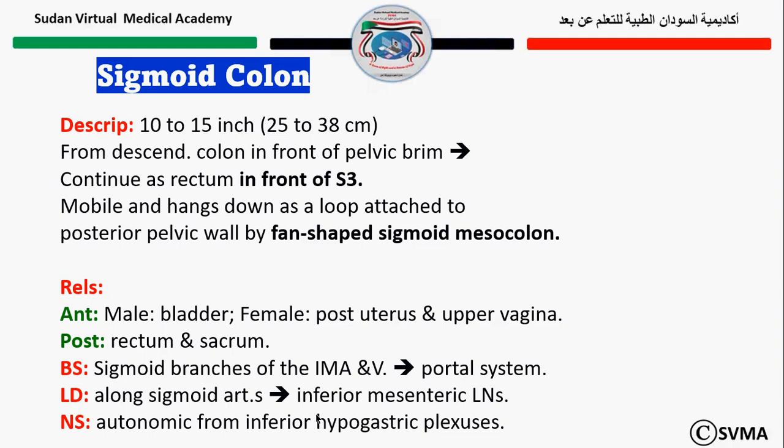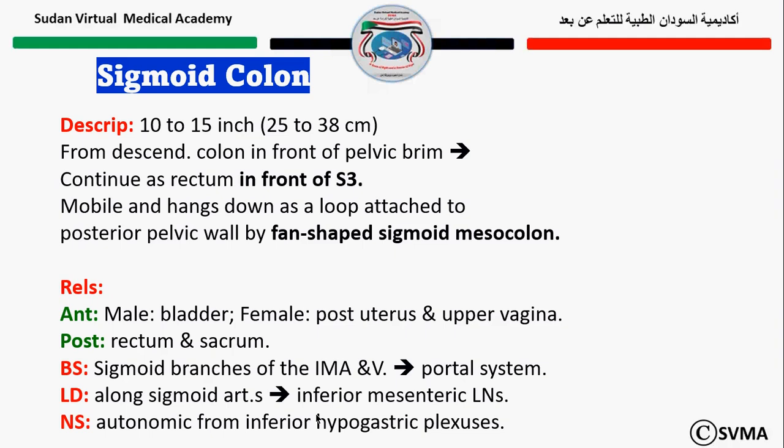The rectum is 5 inches, which is 13 centimeters. The sigmoid colon is 10 to 15. So it's easy to remember 5, 10, 15. The rectum is 5, the sigmoid colon is 10 to 15 inches. If you want to convert the inches into centimeters, you multiply by 2.5, which means the rectum is 12.5 centimeters, and the sigmoid colon is 25 to 37.5 or 38 centimeters.